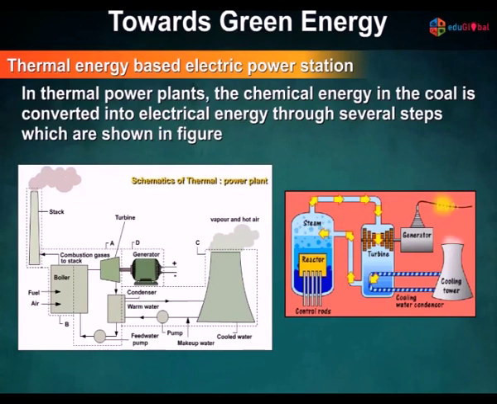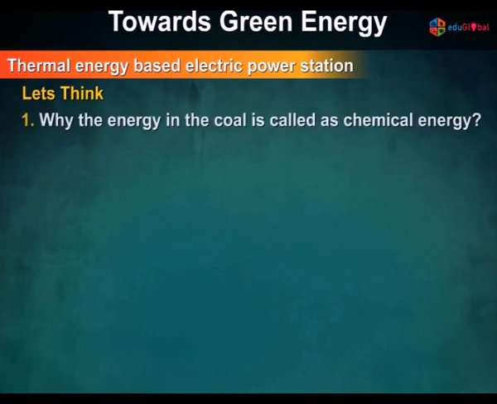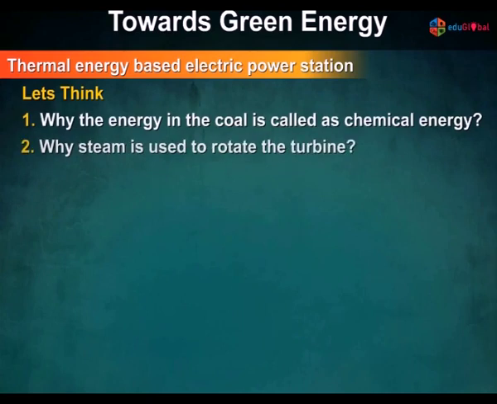In thermal power plants, the chemical energy in the coal is converted into electrical energy through several steps, which are shown in figure. Energy transformation in thermal power plant. Chemical energy in coal, thermal energy, kinetic energy in steam, kinetic energy in turbine, electrical energy. Let's think. 1. Why is the energy in the coal called chemical energy? 2. Why is steam used to rotate the turbine?